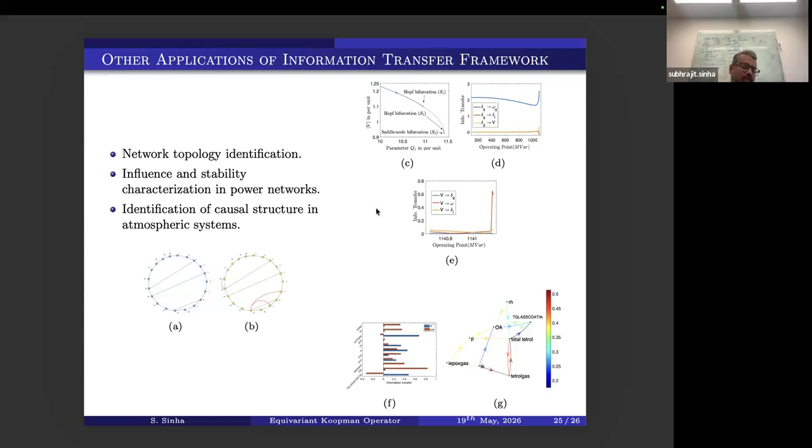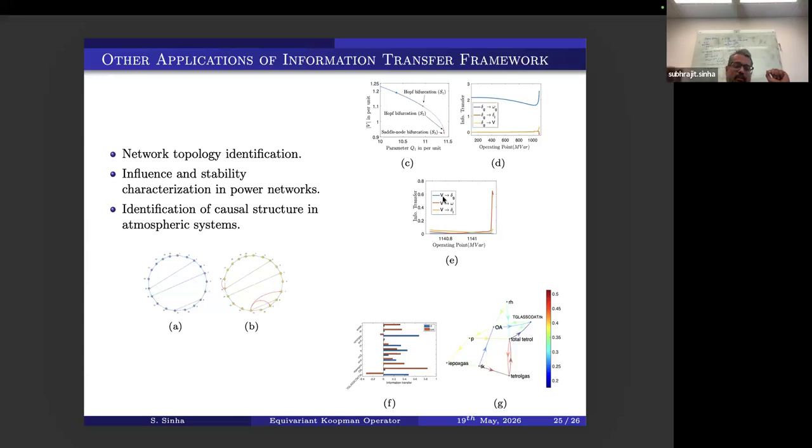And then what we found is that if we compute this information flow between the states of the generator, we find that near S1 the information flow from the angle variable shows a sharp increase, whereas near S3 it is the information flow from the voltage variable that shows this increase. So this information flow not only identifies that the system is approaching instability, it also identifies which variable is responsible for that instability.